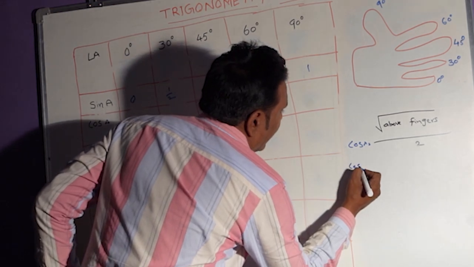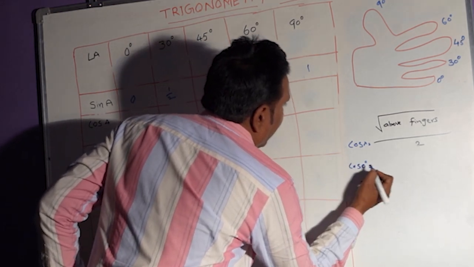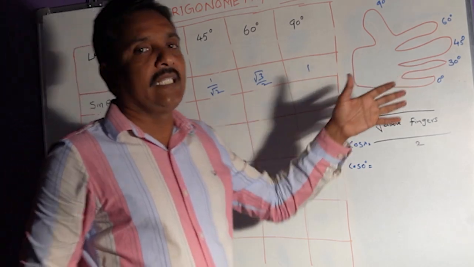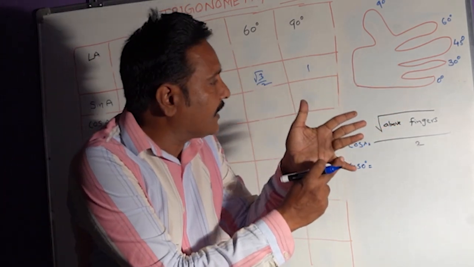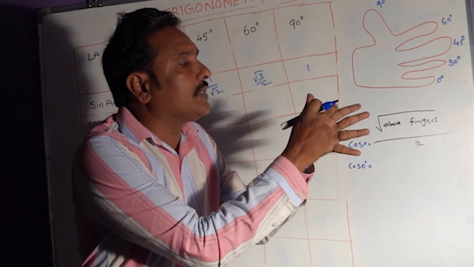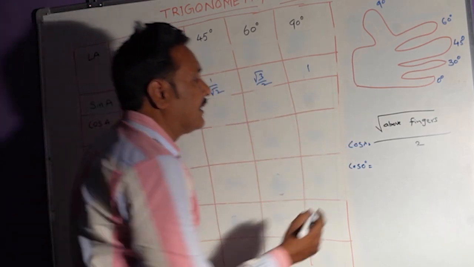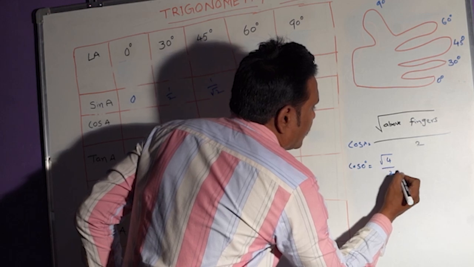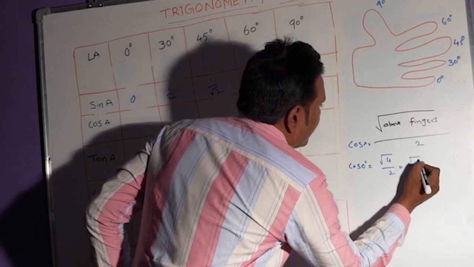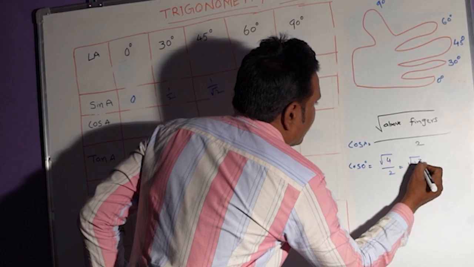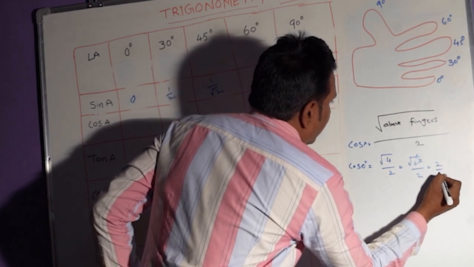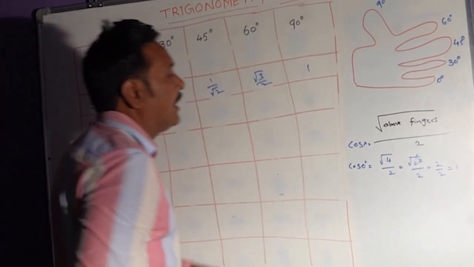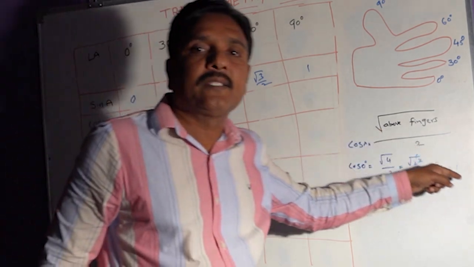Then find the cos 0 degree value. Cos 0 degree is the little finger. Little finger above fingers: 1, 2, 3, 4 are there. Then root of above fingers, 4 by 2. Then root of 4 is equal to root 2 square, by 2. Square root cancels. 2 by 2 is equal to 1. Cos 0 degree value is 1.